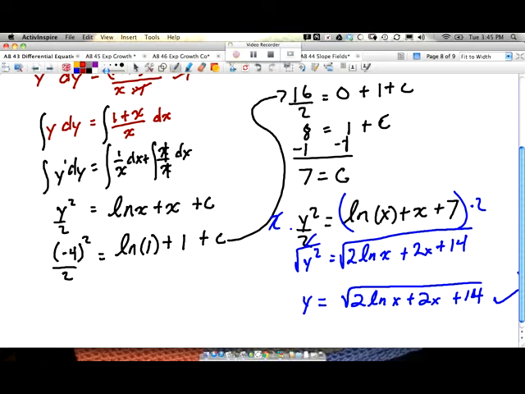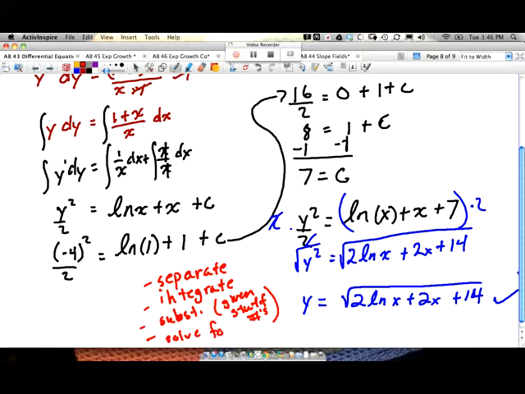Okay, so what did we do? What was kind of the summary of our process there? So first, we separated. Then we integrated. Then we substituted with the given stuff, the numbers.